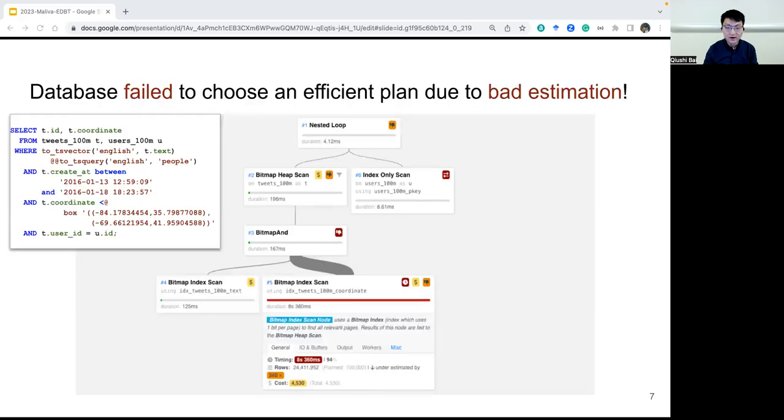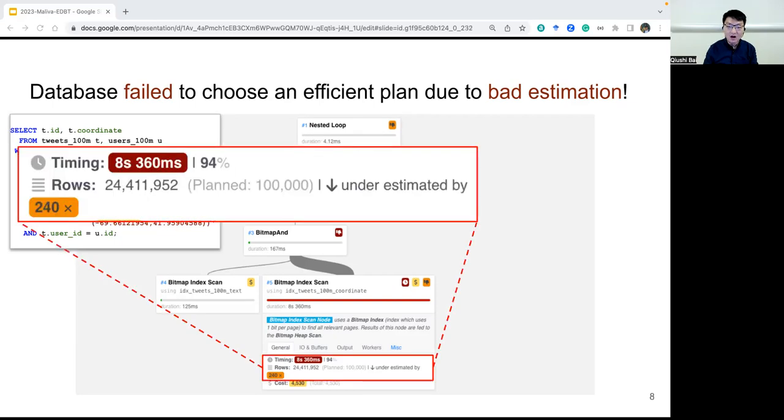The original query was very slow because the physical plan was not efficient. The original query plan used the R-tree index on the spatial dimension, together with the inverted index on the textual dimension. And it turned out that the R-tree index scan was the bottleneck, which took more than 8 seconds. A deeper look into the plan shows that the database failed to choose an efficient plan because of its bad estimation on the selectivity of the spatial filter. It underestimated the number of rows by 240 times.